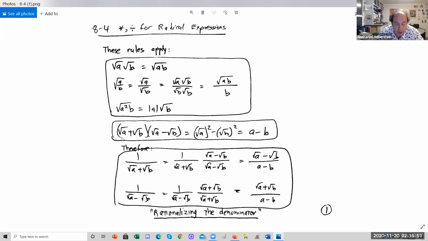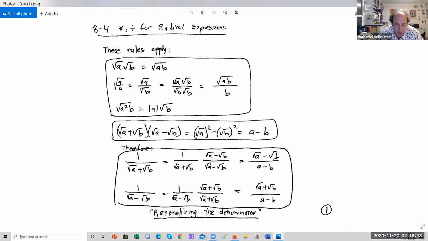Now, if we have a sum of roots times a difference of roots, well, sum times difference is difference of squares, and root A squared is A, root B squared is B. So the sum of roots times the difference of roots is A minus B. This is useful for dividing by a sum of roots or a difference of roots.